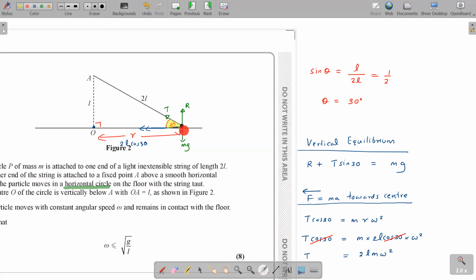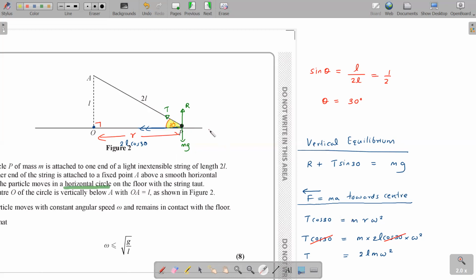And then the particle is on the floor. If the particle is on the floor, there is a contact with the floor, which means you have a normal reaction. And then you definitely have the weight of the object acting vertically downward. There's no frictional force because it's on a smooth horizontal floor. So these are the only forces. Do you agree? Normal reaction, the tension, and the weight. That's all we need. So now we can go for vertical equilibrium.